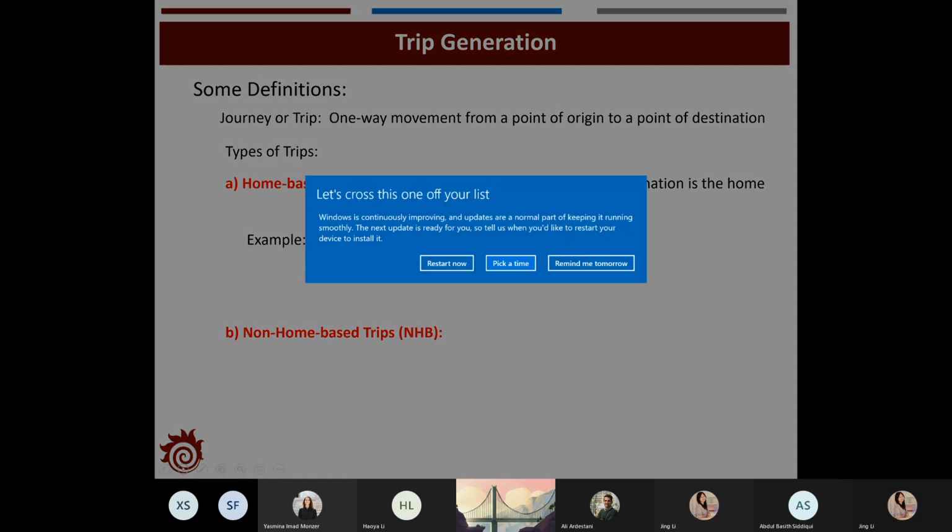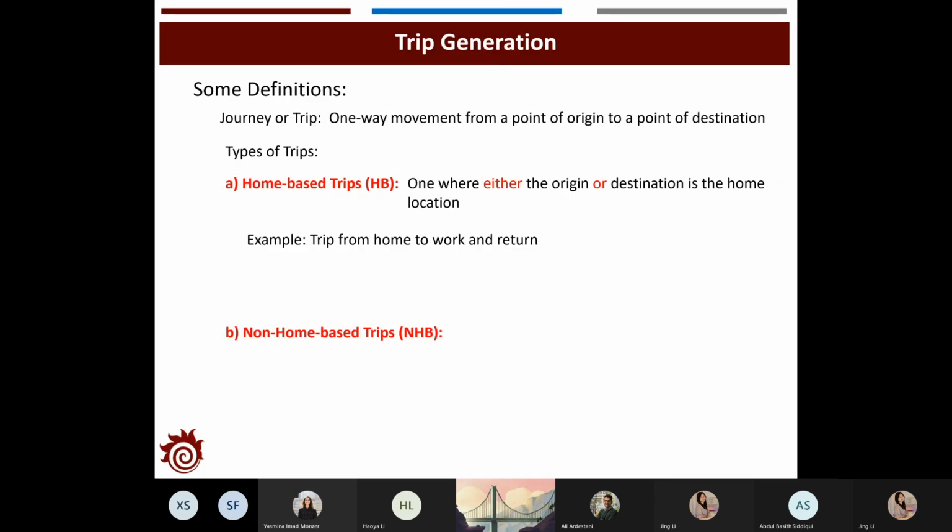For example, consider the trip from home to work and then return, so there will be two trips. Trip 1 is from the home to the work, and trip 2 is from the work to the home. In that sense, we will have two home-based trips. Both trip 1 and trip 2 are defined as home-based trips because the home is placed as one end of both trips.